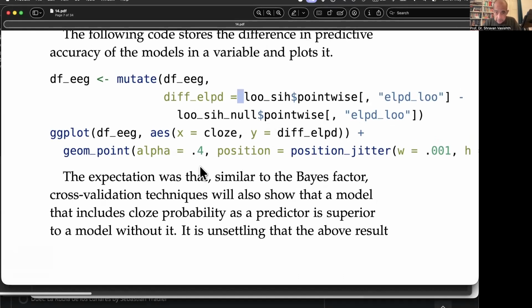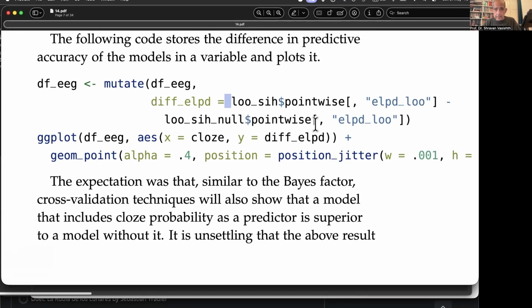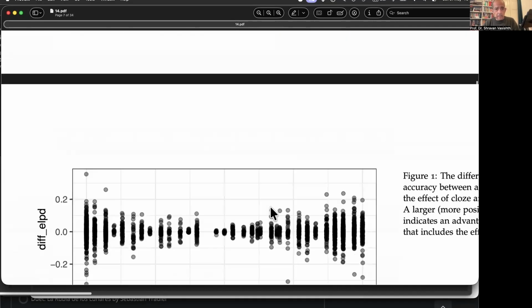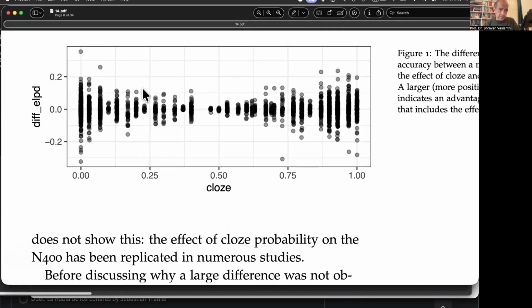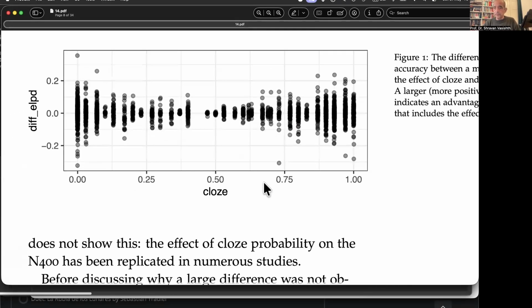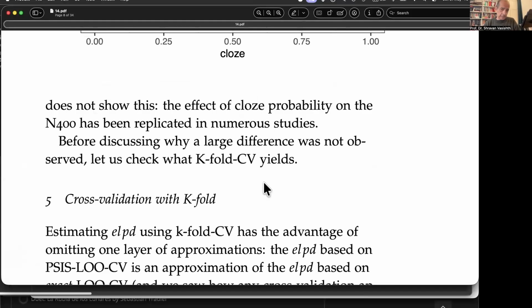Any value that is above 0 is favoring, well, how's the subtraction done here? Yeah, the subtraction is done by subtracting the null model from the full model. So when these values are larger than 0, that favors the full model. When they're lower than 0, they favor the null model. And what you can see is that all the values are roughly distributed evenly between the positive and negative values. That's how we end up with an inconclusive effect of cloze on the N400 signal.